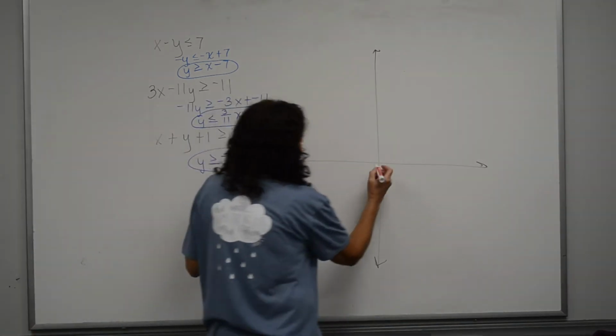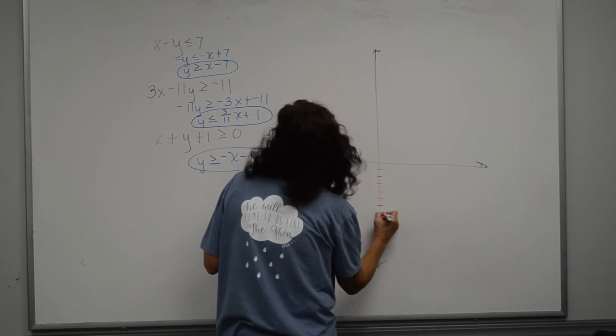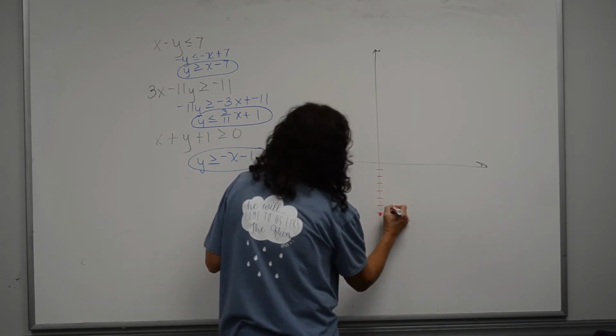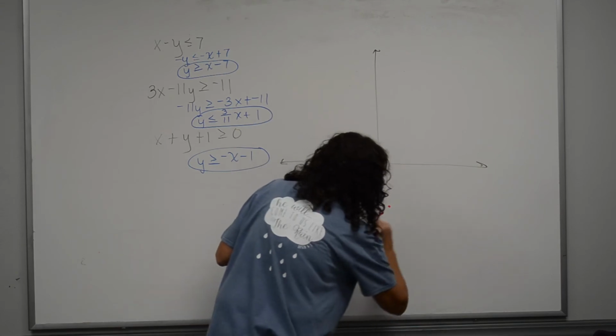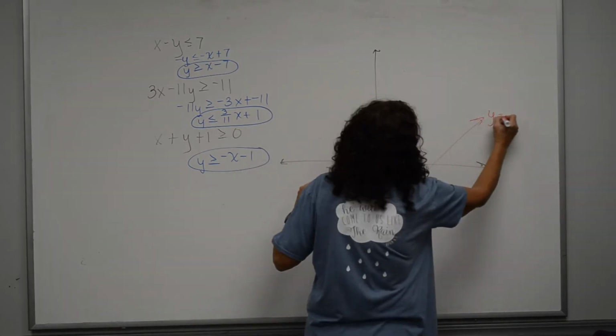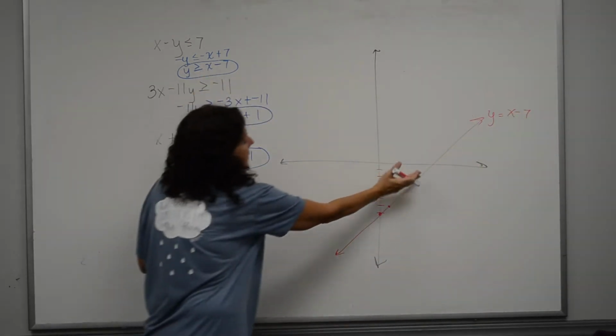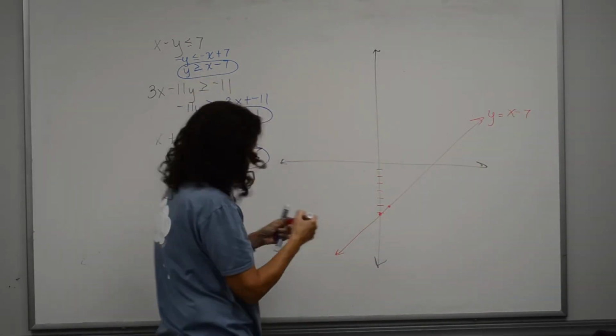I'm going to go down 7, and then I'll go up 1 and over to the right 1, and I get that right there. Remember to write your equation, that's important. Okay, it's greater than this, so I'm up here.